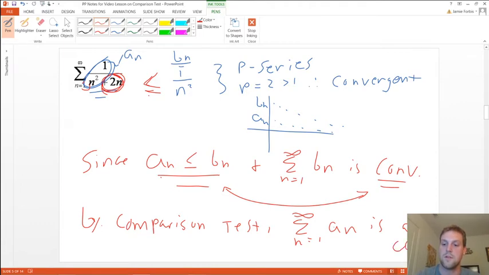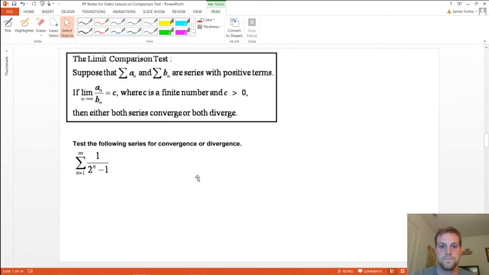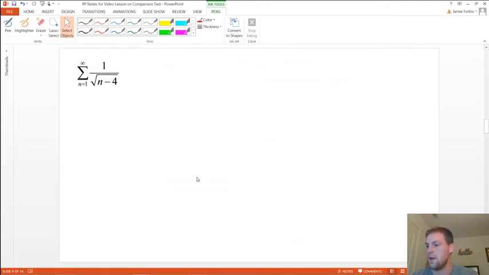Very nice. Okay. So again, just like all these other tests, the more practice you do, the better you get at it. It's going to be very procedural in these steps. Let's try another one. Okay, I've got one more I want to try before we move on to something else.